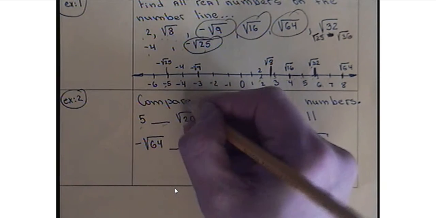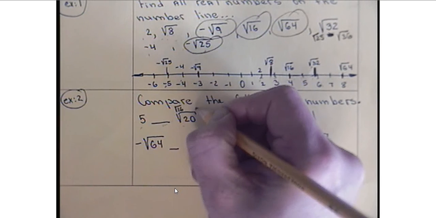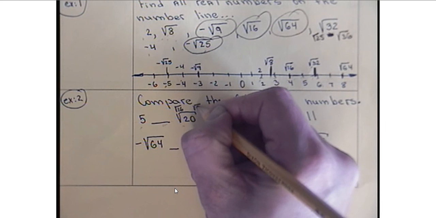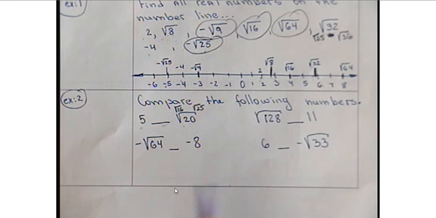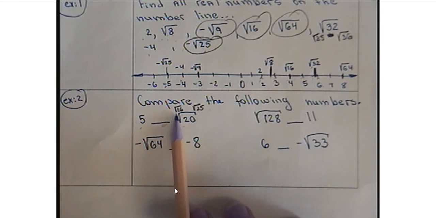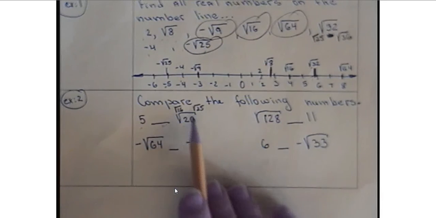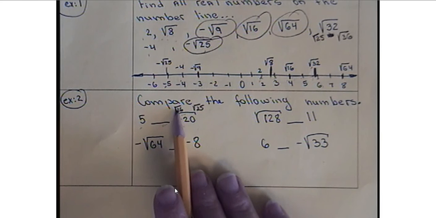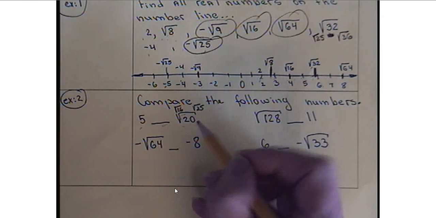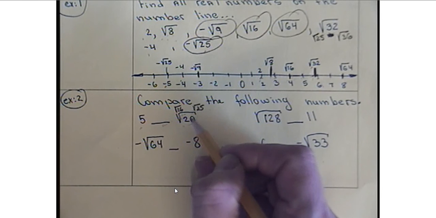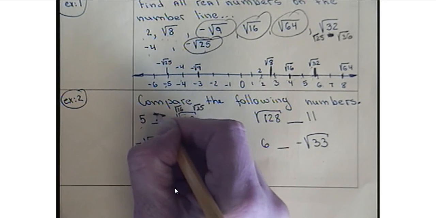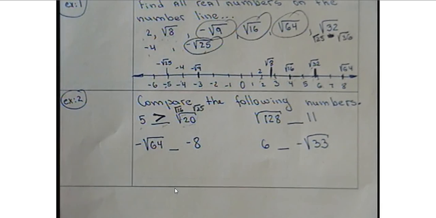So I would say square root of 16 and square root of 25. Now, 20 is closer to square root of 16. So kind of this will be in the middle. If this is 4 and this is 5, this number is between 4 and 5. So definitely 5 is greater than square root of 20.